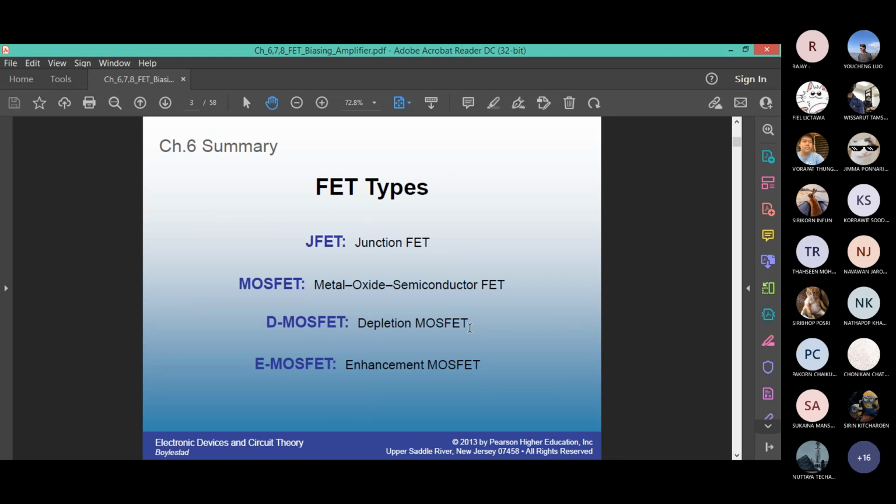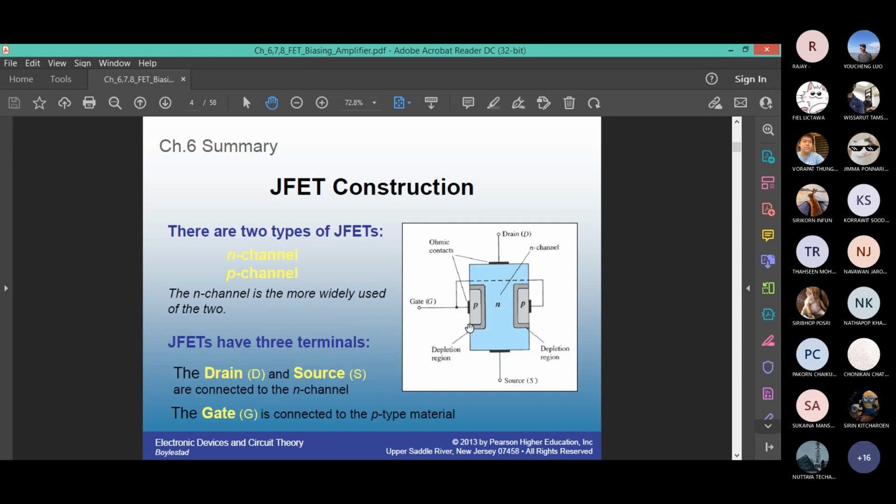There are different types of FETs. JFET, the junction field effect transistor, is the main focus of our course. There's another type, the metal oxide semiconductor FET. D MOSFET is called the depletion type MOSFET. E is called the enhancement type MOSFET. D type and E type are subcategories of MOSFET. You can have 2 ways of creating a JFET: you can create an N channel and you can create a P channel. Somewhat similar to BJT, but not exactly the same.